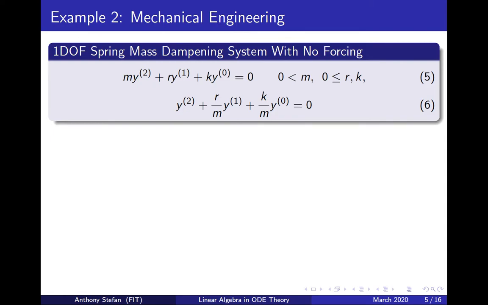Let's look at a more specific example, this mechanical engineering example. I want to look at a 1 degree of freedom, meaning in 1 dimension, spring mass damping system with no forcing. Clearly there is no forcing because the right-hand side is zero; currently we are looking at homogeneous ODEs. I'd like to mention that the example in your book isn't very realistic. They use a spring mass system without any damping, meaning there's no resistance, so this term here would be gone. It's very unrealistic because it would oscillate indefinitely.